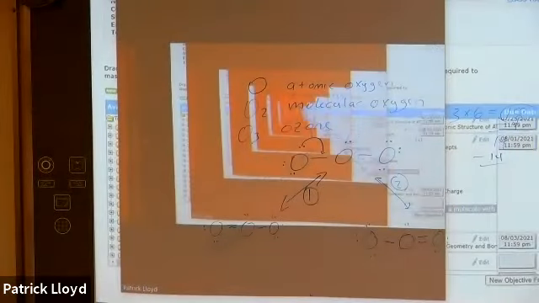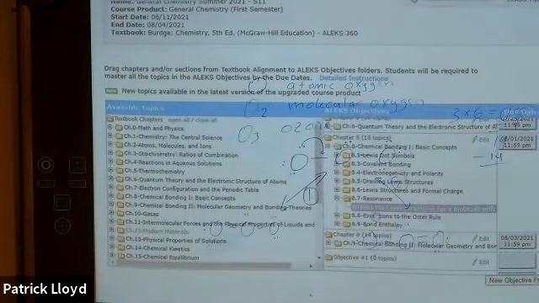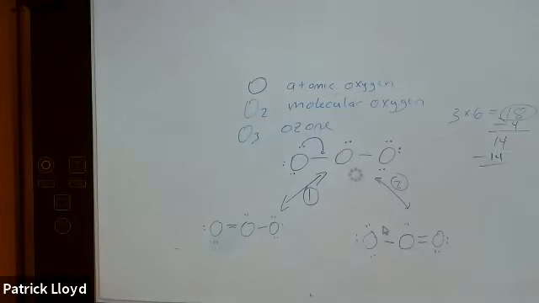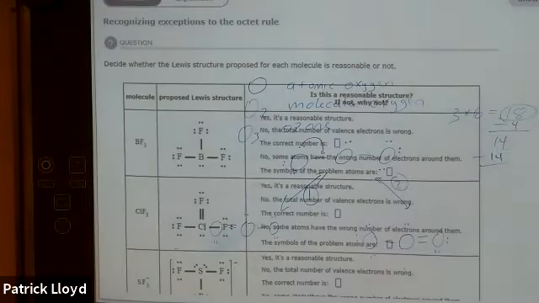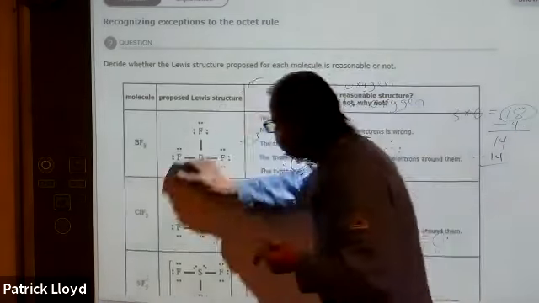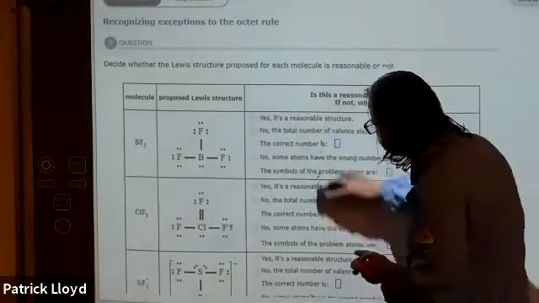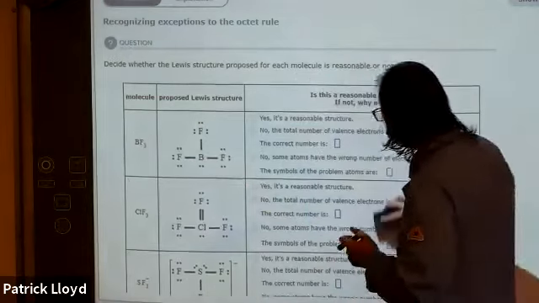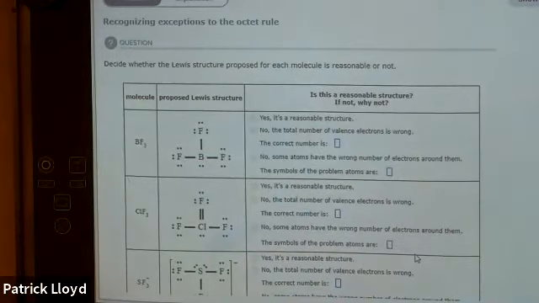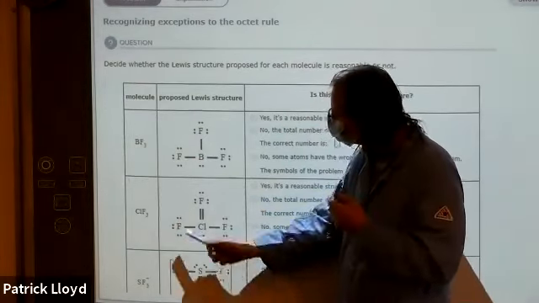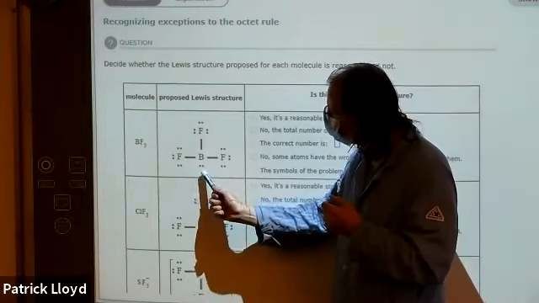All right, so it looks like the next topic is exceptions to the octet rule. So we'll cover that tomorrow. But I want to give you a little heads up on it. We really drill home this idea of the octet rule, but it turns out things are a little more complicated than that. It turns out that there seem to be molecules and ions where you can draw Lewis structures that are not octet.